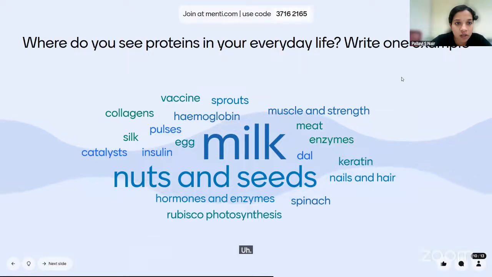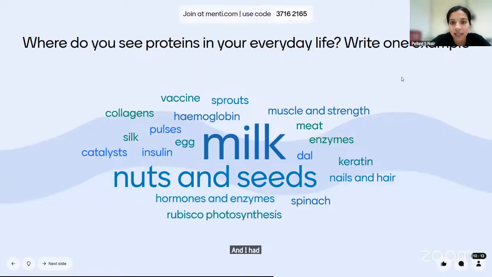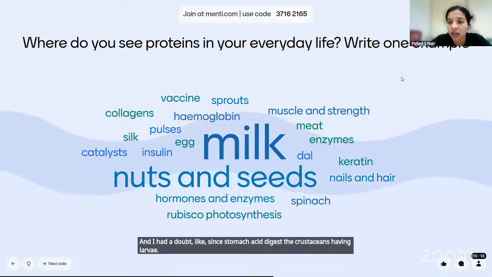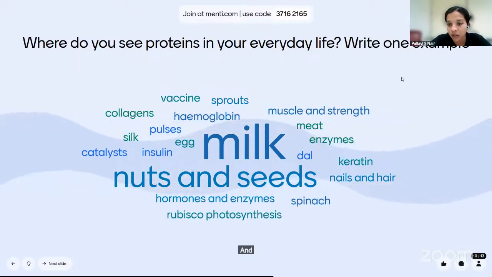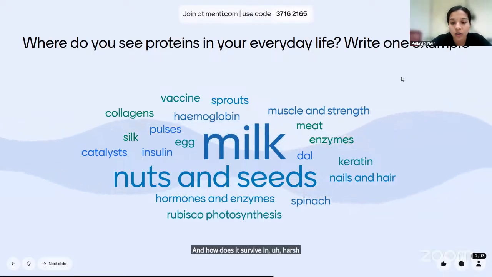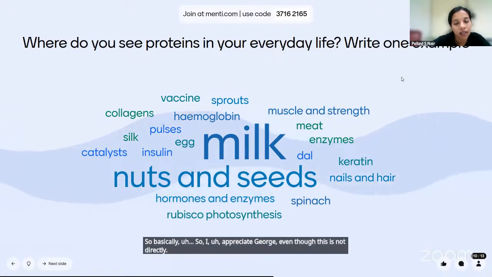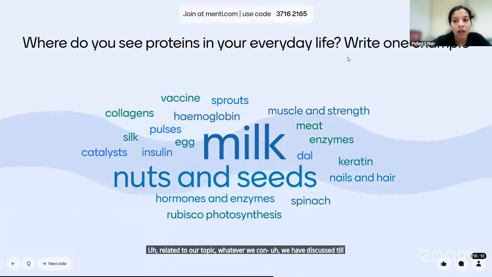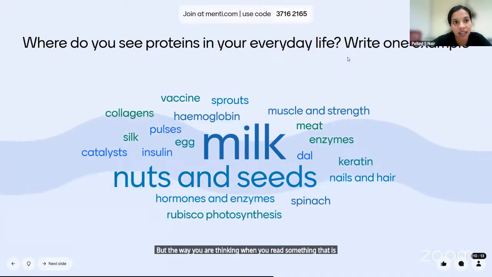I was just reading about guinea worm disease, and I had a doubt: since stomach acid digests the crustacean having larvae, how does this larvae also not get digested with it? And how does it survive in harsh conditions? So basically, I appreciate Joshita, even though this is not directly related to our topic, whatever we have discussed till now. But the way you are thinking when you read something is actually very nice.